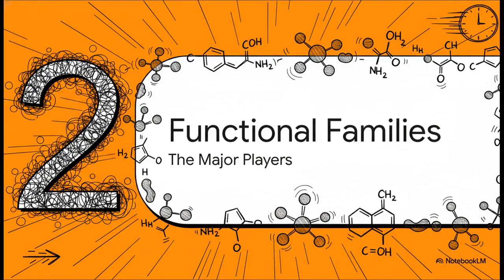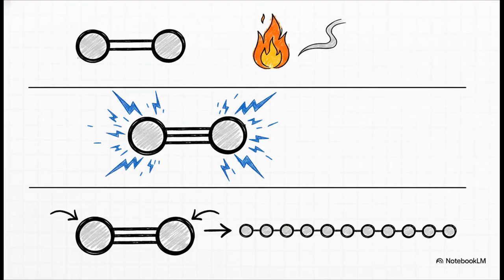Okay, moving on to Section 2. Let's meet the functional families, the major players. First up, we've got the hydrocarbons, and it's really fascinating to see how simple bonding changes a molecule's entire personality. Alkanes, which only have single bonds, they're relatively quiet. They're mostly known for just burning as fuel or participating in free radical substitution.